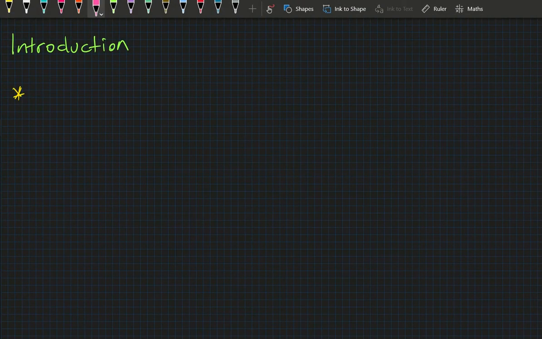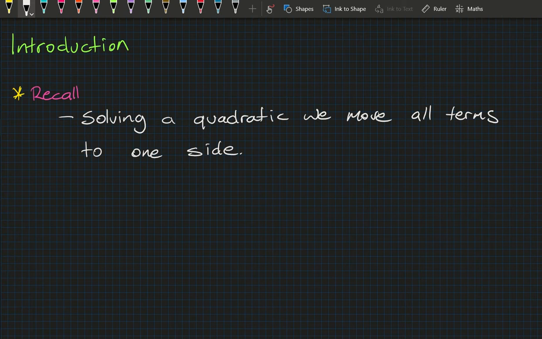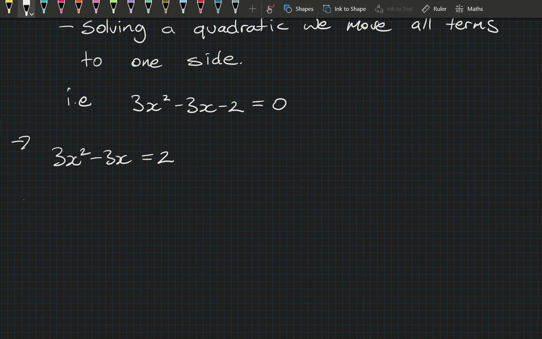Recall that when we're solving a quadratic, we would move all terms to one side. So for example, we'd want to see 3x squared minus 3x minus 2 equal to 0. So as you see, we've got all those terms on the left-hand side. So that would mean if you're presented with 3x squared minus 3x equals 2, well, you'd subtract the 2 from both sides, so you end up with 3x squared minus 3x minus 2 equals 0.